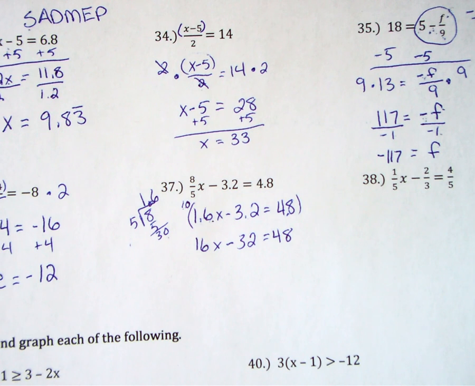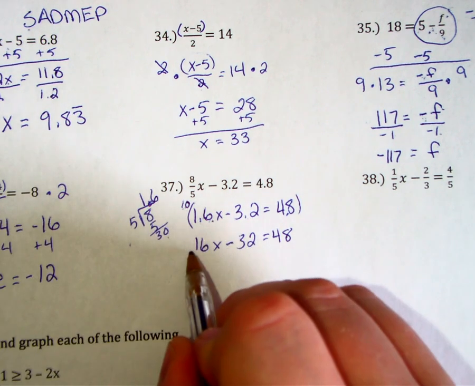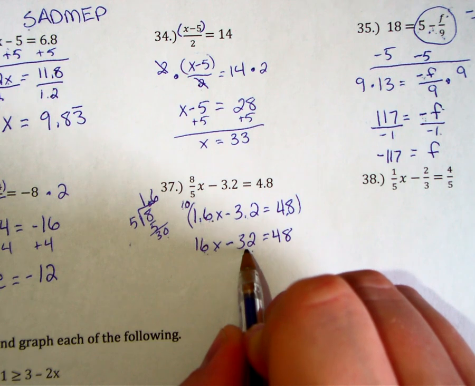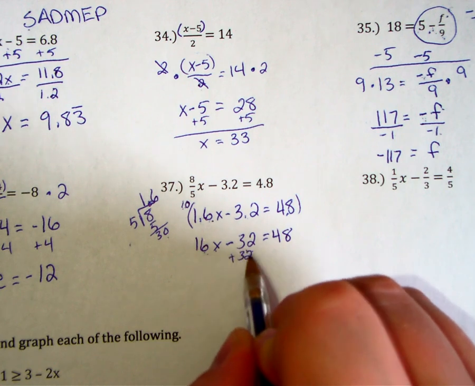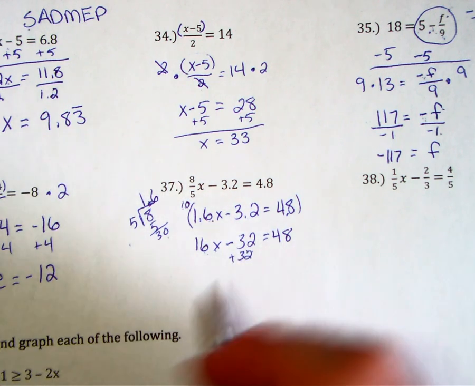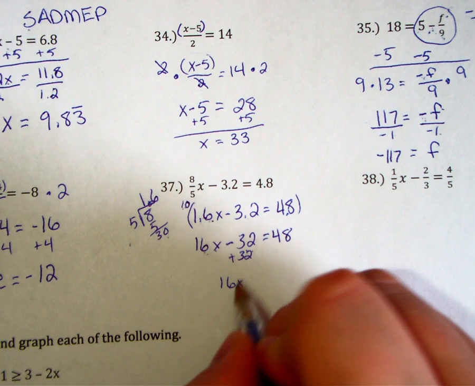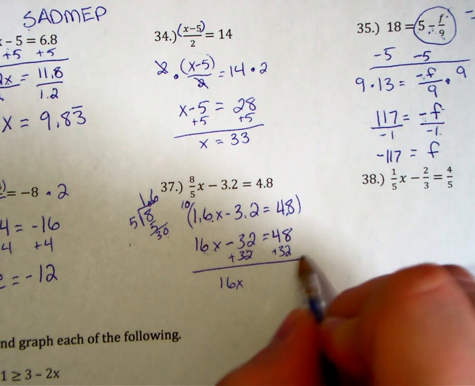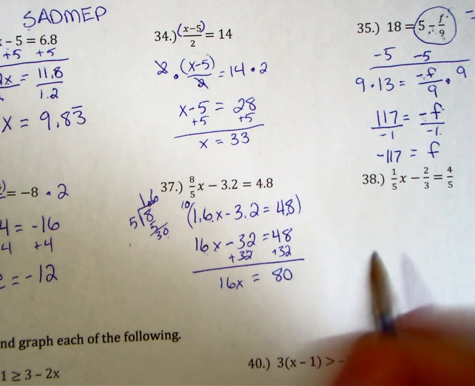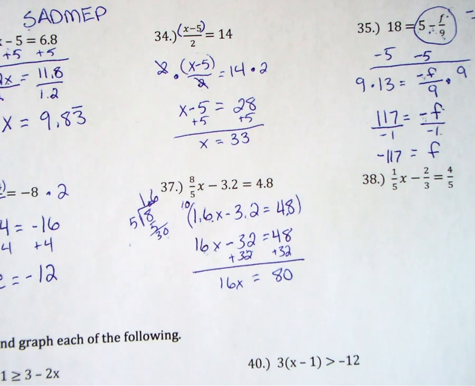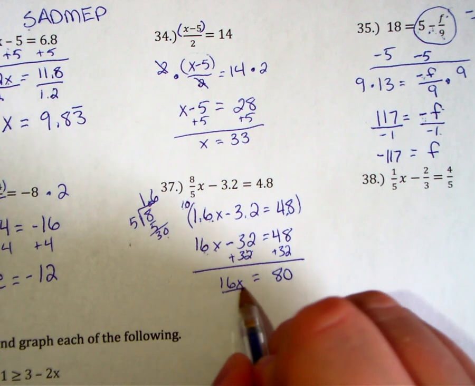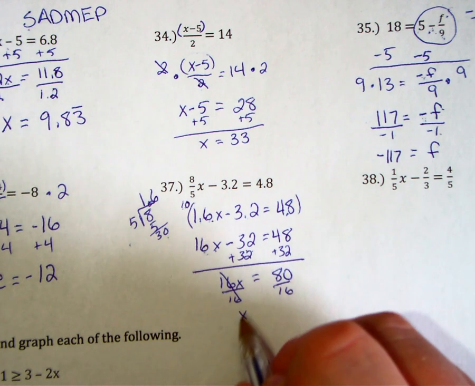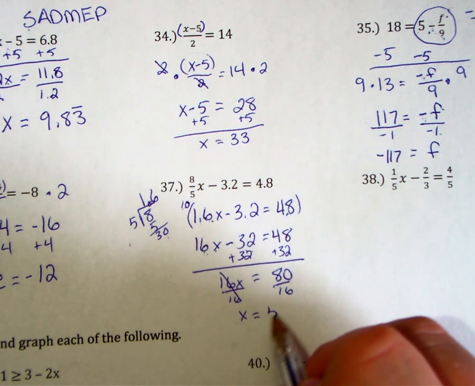So we want to get x by itself. This is multiplication. This is subtraction. So we want to undo the subtraction first by adding 32. So 16x is equal to 80. And we divide both sides by 16, where x will now be equal to what appears to be 5.